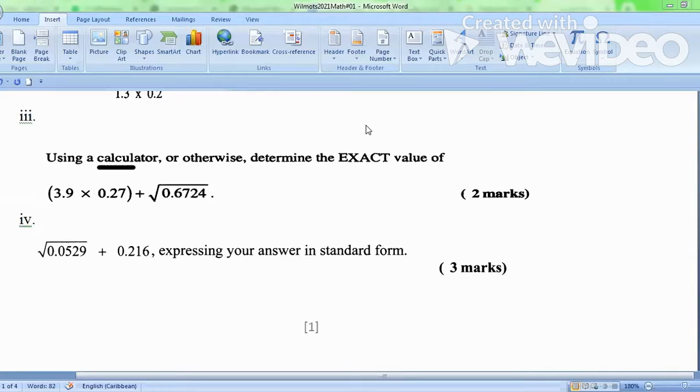Yes, sir, because you have two types of the Sharp calculator. What did she say for the answer when she took the square root of 0.6724? 0.82. Okay, I see it now. Thanks very much. What's the final answer now? You add the 1.053 plus the 0.82. Okay, thank you so much.